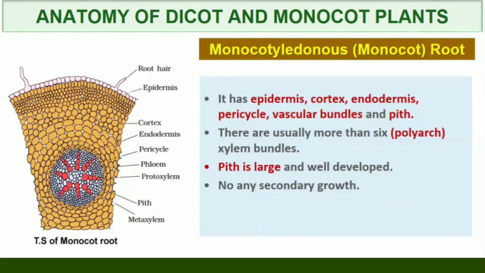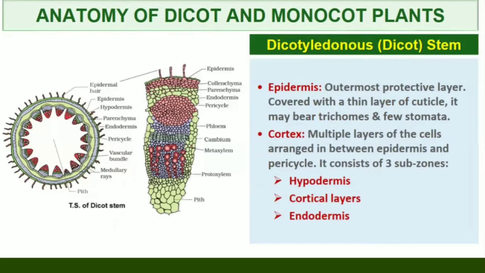Next is monocotyledonous root. The anatomy of the monocot root is similar to the dicot root in many respects. It has epidermis, cortex, endodermis, pericycle, vascular bundles and pith. As compared to the dicot root which have fewer xylem bundles, there are usually more than 6 polyarch xylem bundles in the monocot root. Pith is large and well developed. Monocotyledonous roots do not undergo any secondary growth. Moving to stem. First, dicotyledonous stem.